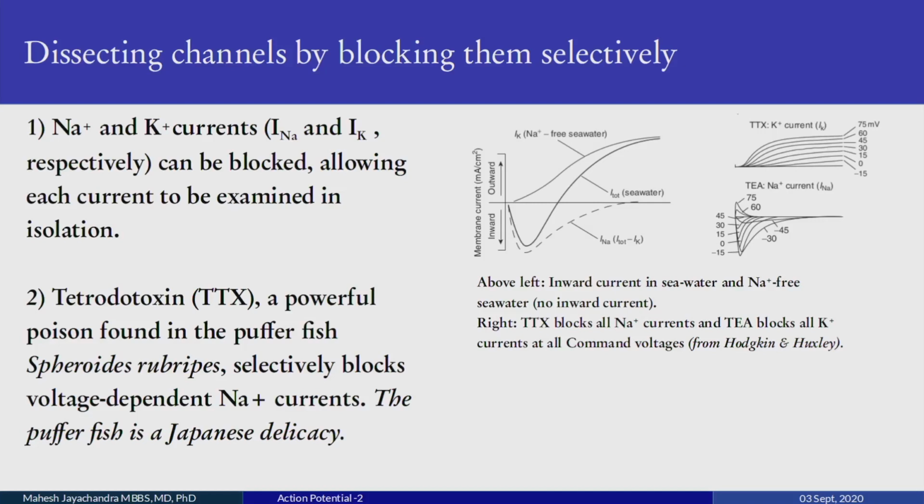Now this is a very powerful poison. It's found in the Japanese puffer fish. It's a delicacy. They eat it, but they carefully remove the TTX before eating. But even so, every year many people die in Japan of TTX poisoning, because it blocks the sodium channels at microscopic concentrations, 10 to the minus 5 molar. All your sodium channels are blocked, and it's irreversible. So similarly with potassium, you have specific channel blockers for potassium. It only affects the potassium channels. It's called TEA, tetraethyl ammonium.